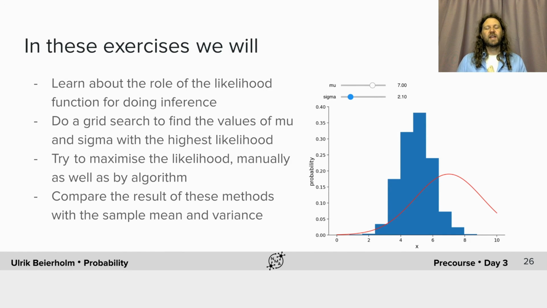So in the exercises for now, we will learn a little bit more about the role of likelihood for doing inference. You'll try a grid search to find the values of the two parameters that give rise to the highest likelihood. You can then play around with trying to manually fit the likelihood, as well as do it by an algorithm, and then of course compare these results to the methods that you get if you use the sample mean and the variance.